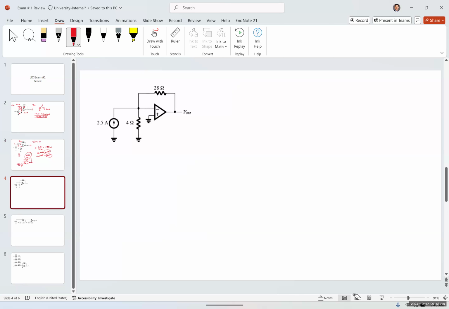Okay. So for the next question, we have an ideal op amp again. This time we have a current source in parallel with a 4 ohm resistor, and the feedback resistor is 28 ohms. And we want to find the output voltage, V out.